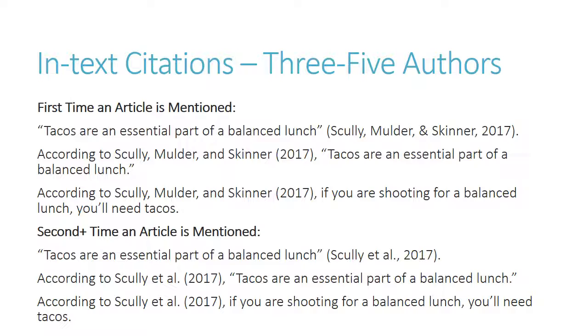So down in example 1, under second plus time an article is mentioned, here we have Scully et al., 2017. The formatting rules, the punctuation for et al. can be a little bit finicky, so please pay special attention. We still have a comma before the year. We will always have a comma before the year to indicate which part is the author and which part is the year. The difference here is that we do not have a comma after the name Scully before et al.